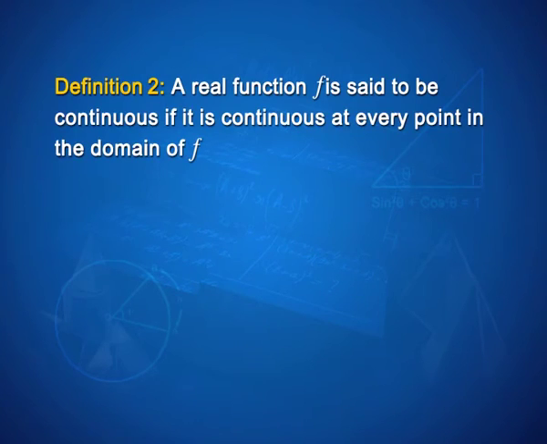Another very important understanding is what do we mean by continuity over the entire domain, because our earlier definition was about continuity at a particular point. We say that a real function f is said to be continuous if it is continuous at every point of the domain of f. We also have a definition for a function to be continuous over its entire domain. A function will be continuous if it is continuous at every point of its domain.